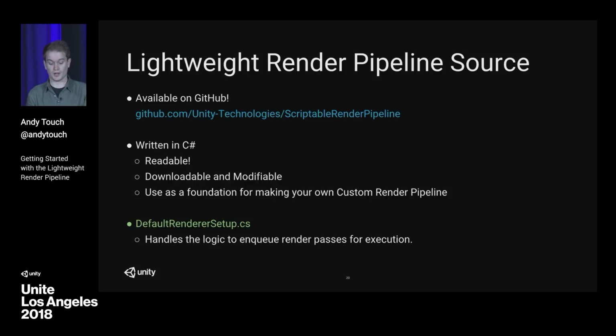The lightweight render pipeline source is available on GitHub. I've said basically all of this already, but one thing we've seen a lot of people do is use it as a foundation for making their own custom render pipelines. They've taken it, modified it and tweaked it, like removing all lighting and stuff. A good entry point, which I'll show you in a second, is DefaultRendererSetup.cs, which handles all the logic for enqueuing render passes for execution. So this is generally the entry point to understand how the renderer for the lightweight render pipeline is drawing the whole frame.